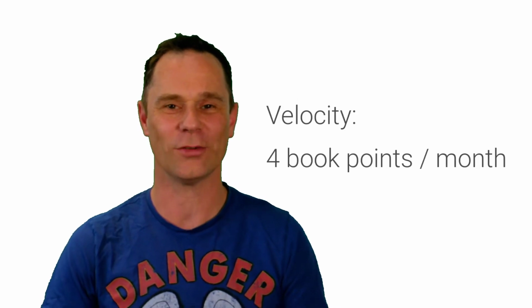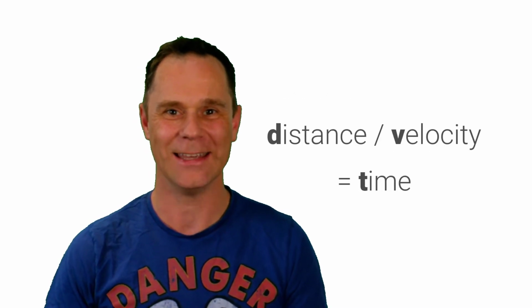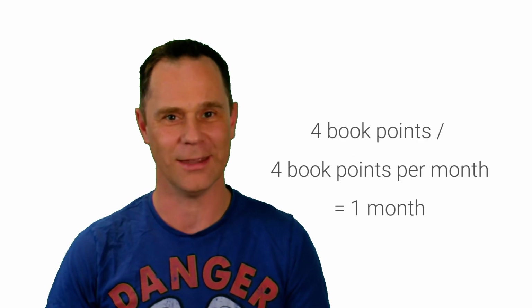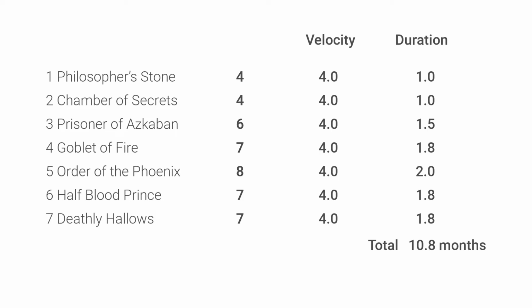Jensen said it took him a month to read The Philosopher's Stone, so let's say his velocity is 4 book points per month. Remember, D divided by V equals T, or 4 book points divided by 4 book points per month is 1 month. We can now calculate how long it will take him to read each book. Chamber of Secrets, 1 month. Prisoner of Azkaban, 1.5 months. Goblet of Fire, about a month and 3 weeks. Order of the Phoenix, 2 months. Half-Blood Prince and Deathly Hallows, also about 1 month and 3 weeks each. The total is 10.8 months.